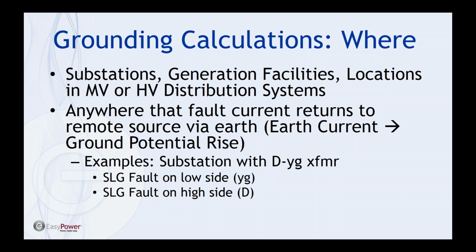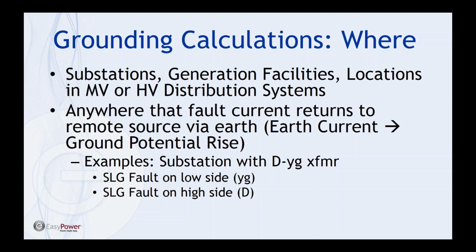Basically, the concept is anywhere that fault current returns to a remote source via Earth. The easiest way to make sense of this is to give an example. We're generally worried about single line to ground faults, because those are where we see ground current flowing between conductors and earth and back to some source.